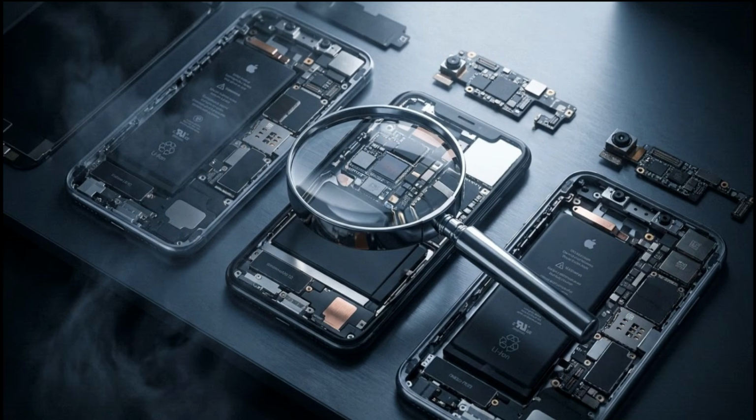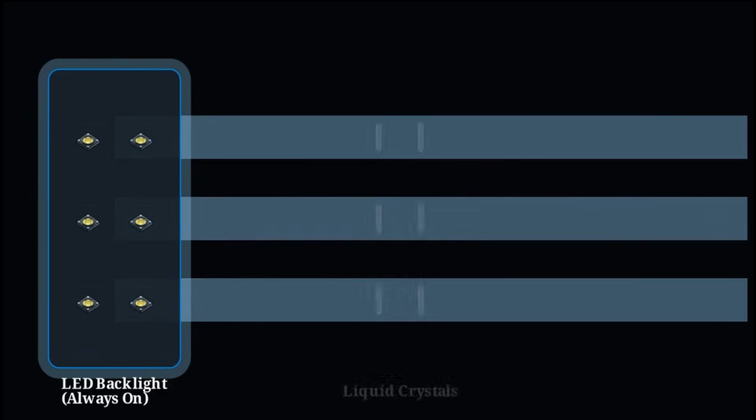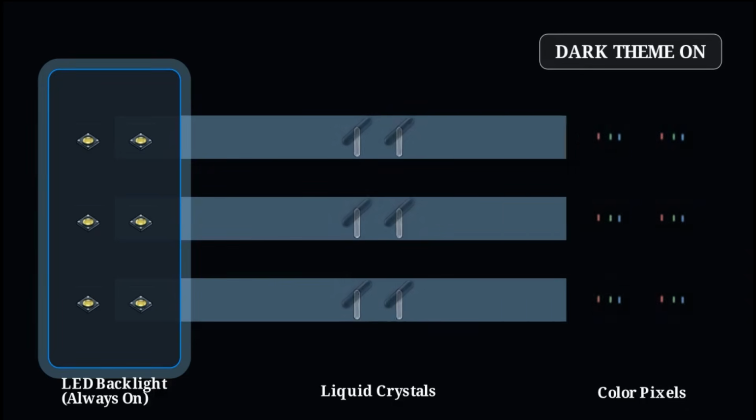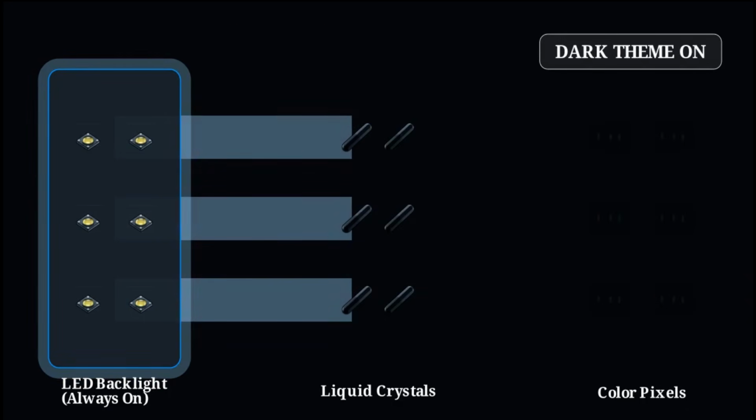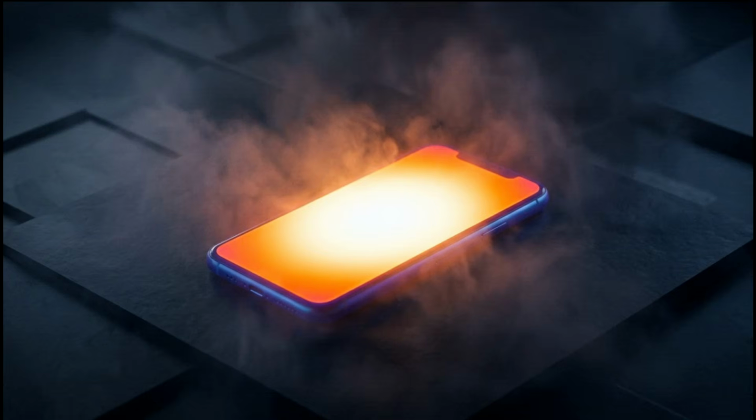Let's start with the most common, the IPS LCD. If your device uses an LCD, its architecture relies on a universal LED backlight constantly illuminated behind translucent pixels. When you switch to a dark theme, liquid crystals physically twist to block the light, but the backlight stays on, pushing energy against the darkened pixels. To your eyes, the screen looks dark and dormant. Mechanically, the device is working just as hard as it would if the screen were entirely white.